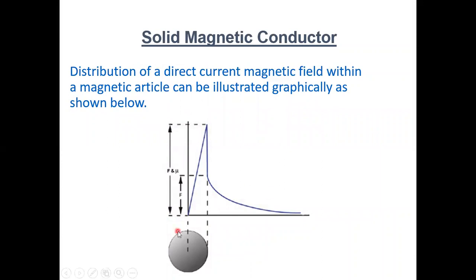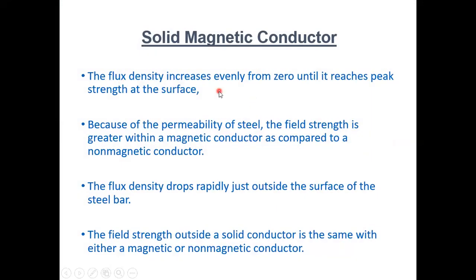Now one more change: instead of non-magnetic, here is a magnetic conductor. Again the magnetic field increases, and we get the maximum at the outside surface of the conductor, the OD. But after the outside surface, the field reduces. So the distribution of direct current magnetic field within the magnetic article can be illustrated graphically as shown in this diagram. Now see, the flux density increases evenly from zero until it reaches peak strength at the surface. Because of the permeability of steel, the field strength is greater within a magnetic conductor as compared to a non-magnetic conductor.